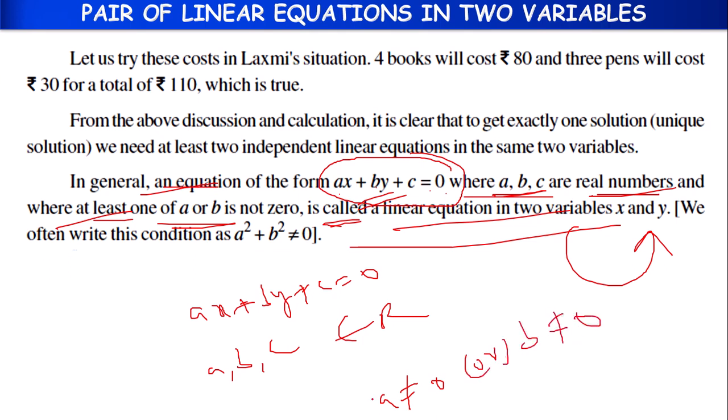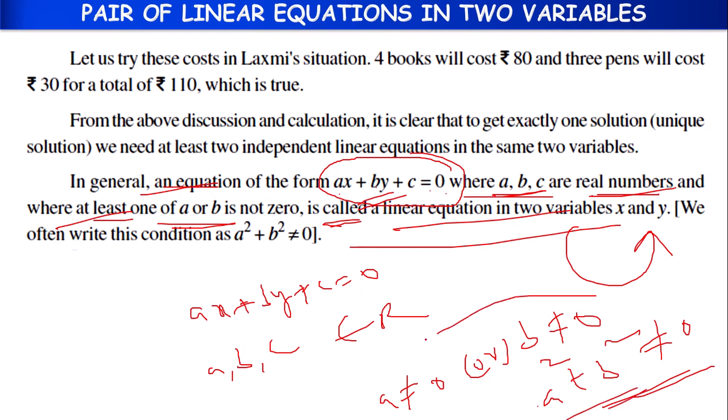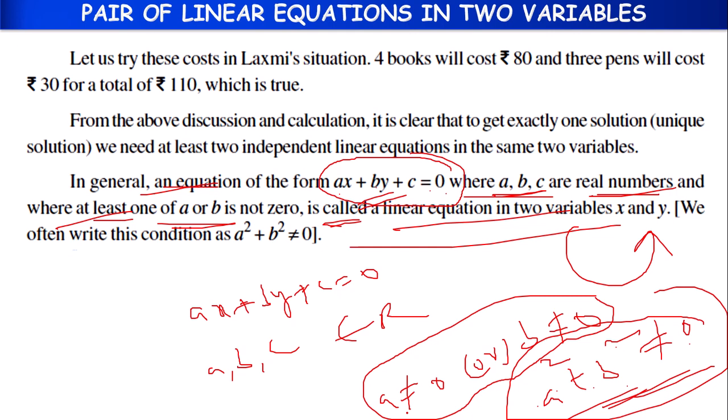At least any one of them should be not equal to 0. This condition can be represented as a square plus b square is not equal to 0, because if both become 0, this total sum will become 0. It will not equal 0 when at least one of them is not equal to 0. So this condition can also be represented as a square plus b square is not equal to 0, which means at least one of them is not equal to 0.